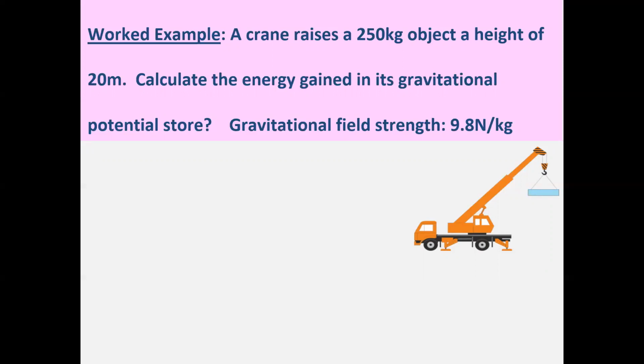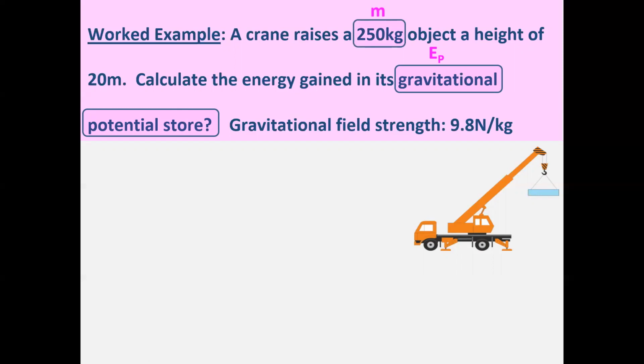Now, whenever you're given a question, what you should do is dissect that question. Look at what the question is asking for, highlight it. Look at the data the question has provided you with and highlight that too. So, a crane raises a 250 kilogram object a height of 20 meters. Calculate the energy gained in its gravitational potential energy store. So you can see you're being asked to calculate that gravitational potential energy.